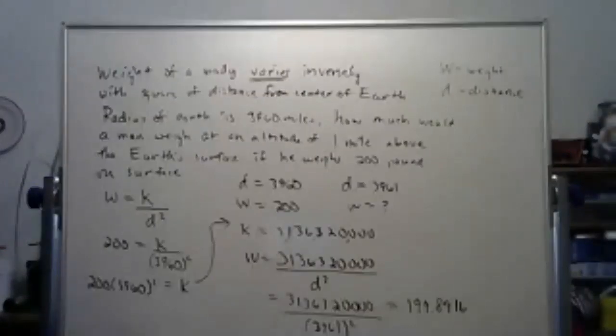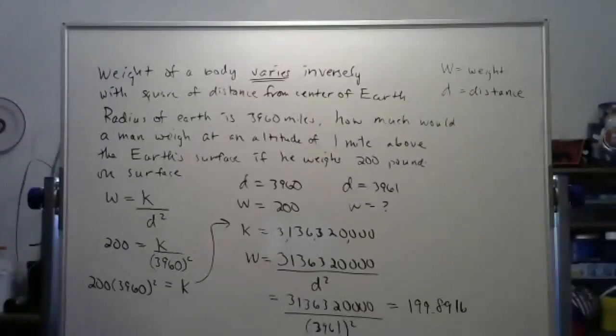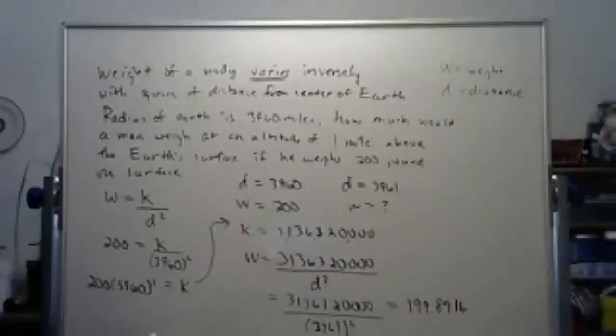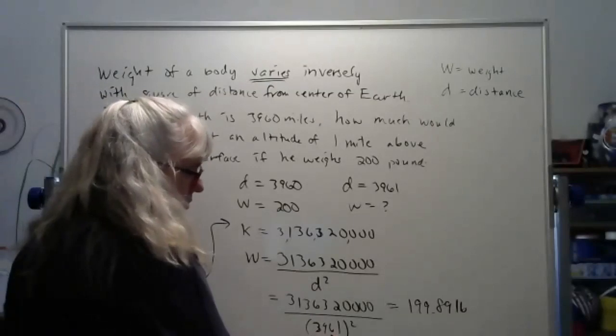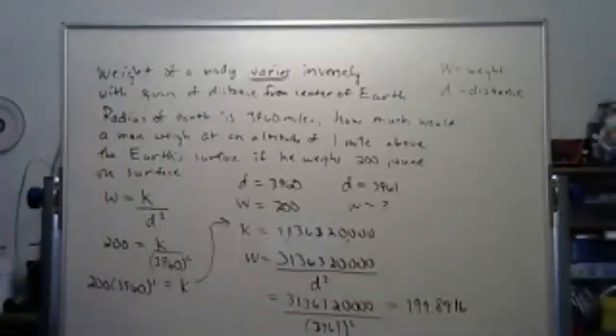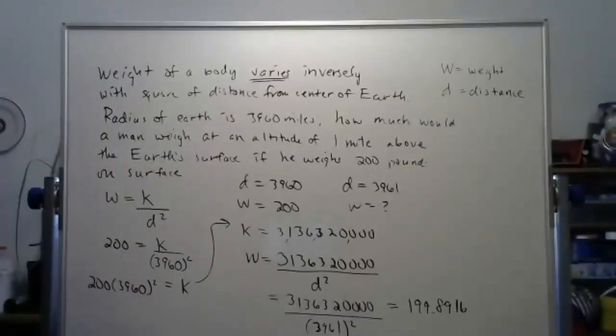And if you go up in an airplane even further, airplanes fly about 32,000 feet, right? So if we take 32,000 feet and divide it by how many feet are in a mile, you're about 6 miles above the Earth's surface. So that would make this 3966. It would impact your weight a little more, but you're still not losing a lot of weight. Okay, and that's a variation problem.